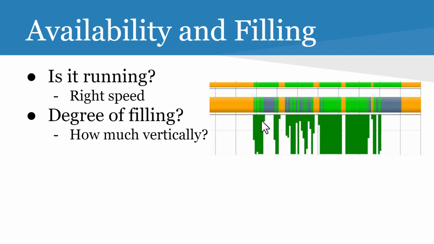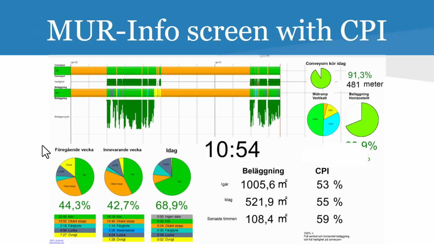And finally, we have this graph below showing both horizontal and vertical filling. So if you have only the upper half of the conveyor filled, it will only go down halfway, indicating that. So for example, here we can see many variations indicating we have not filled it completely over this time, but over here we can see we have filled it 100%, as much as possible at least. And the results can be shown on the info screen.